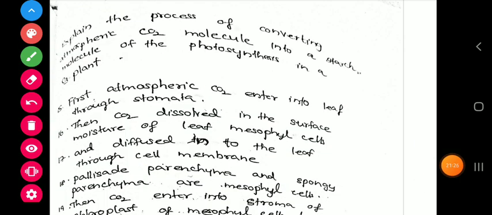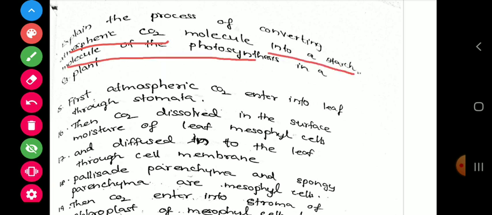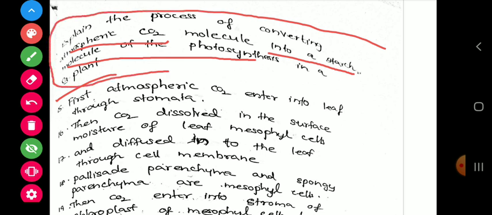So the next essay: explain the process of converting an atmospheric CO2 molecule into a starch molecule in the process of photosynthesis in a C3 plant.